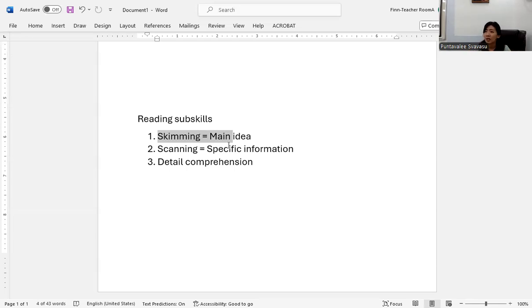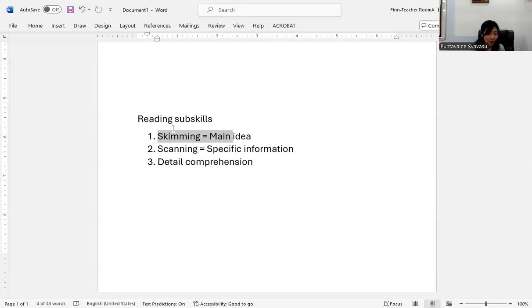Usually when we skim, think about when you scroll down Twitter, Facebook, or news: you just read through it quickly. With the length of an IELTS reading, you should spend less than 3 minutes on skimming, because we have limited time.